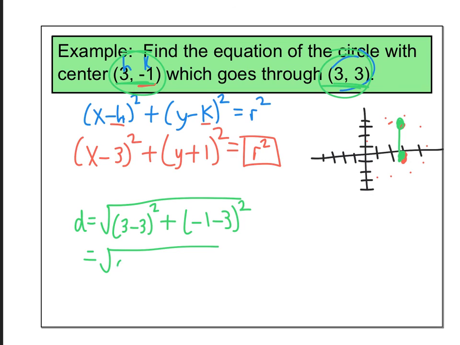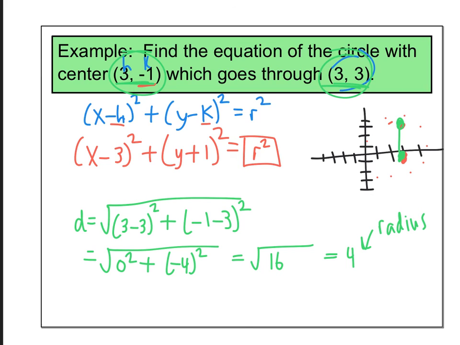So 3 minus 3 is a nice 0. Negative 1 take away 3 more would be negative 4. So it's the square root of 0 squared, which is still 0, plus negative 4 squared, which is 16. And the square root of 16 is 4. So that is going to be the radius.